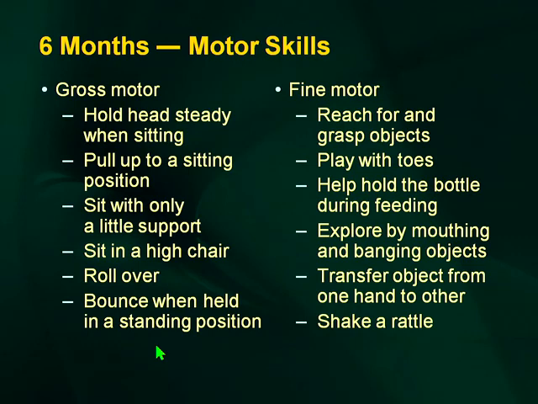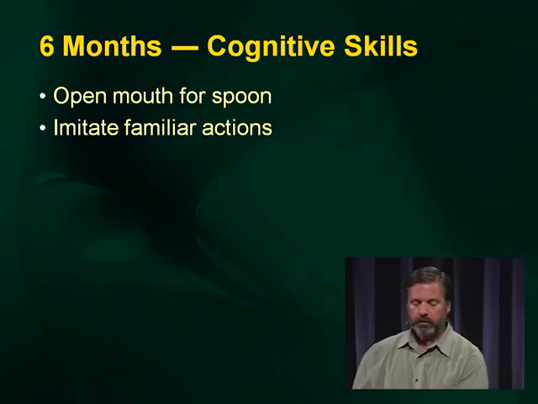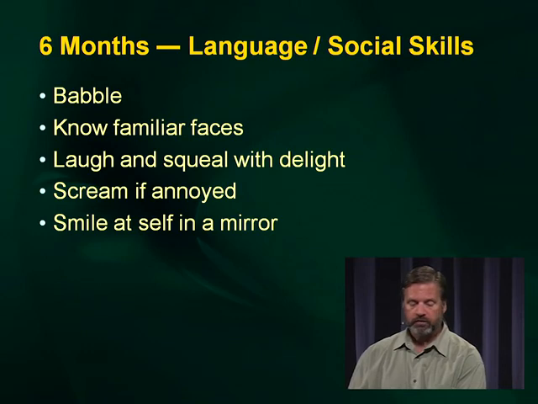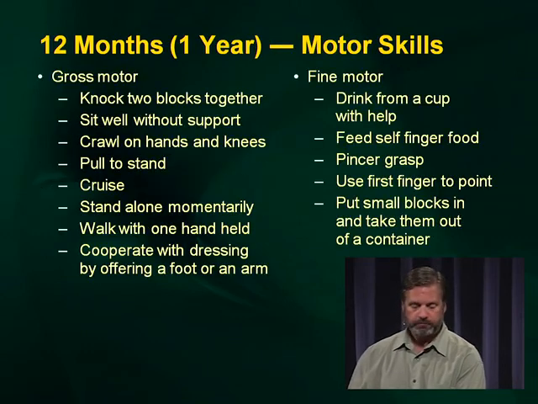At 6 months now, the baby's able to hold the head steady when sitting in a sitting position. They can reach for an object as opposed to just hold it when it's given to them. They can physically shake a rattle. Open their mouth for a spoon when it's presented to them. 6-month-old will be babbling, will know familiar faces.